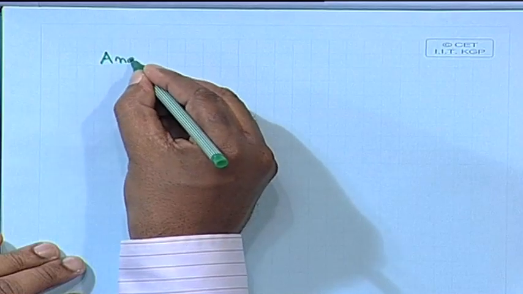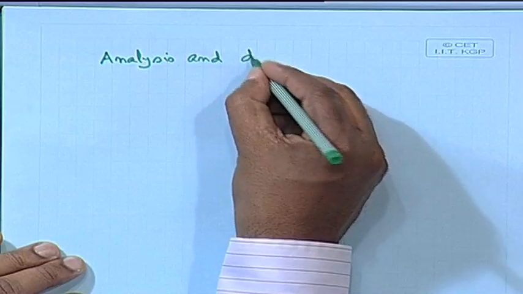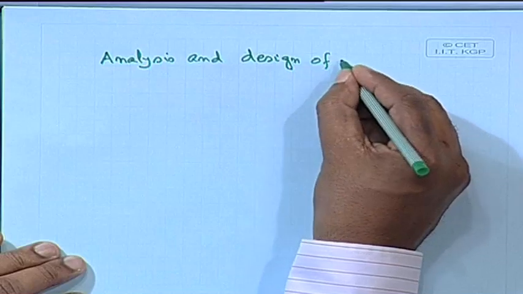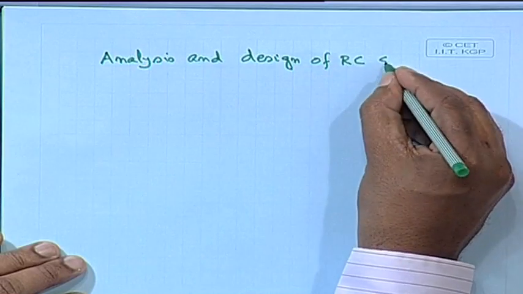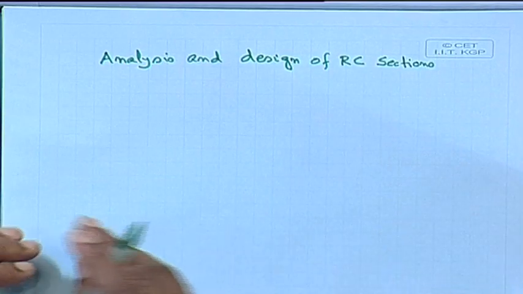Analysis and design of RC sections. What do we mean by analysis and design? When a section is given, with width, depth, steel, number of bars, bar diameter, concrete grade and steel grade, and you are finding the moment capacity, then we call it analysis of the RC section.